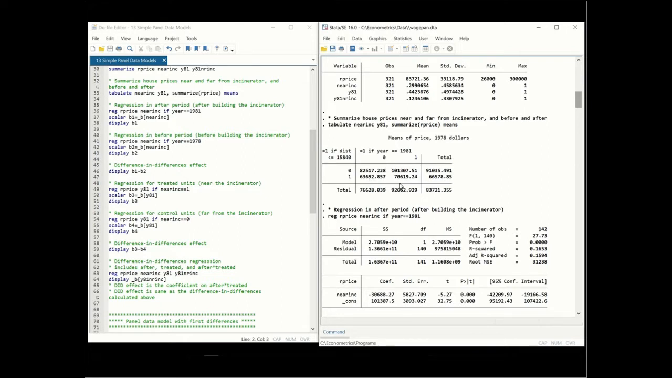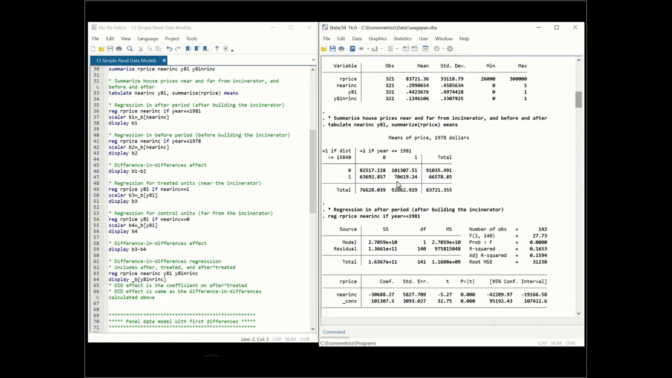So looking at this distribution, these are the different house prices. Notice that in the second period, house prices have increased both for those that are near the incinerator and far from the incinerator. And we're also seeing that, comparing this number to this number, house prices that are near the incinerator were lower even before the incinerator was built. And here they're also lower after the incinerator was built. So now the question is, did building of this incinerator reduce house prices? That's what we want to answer.